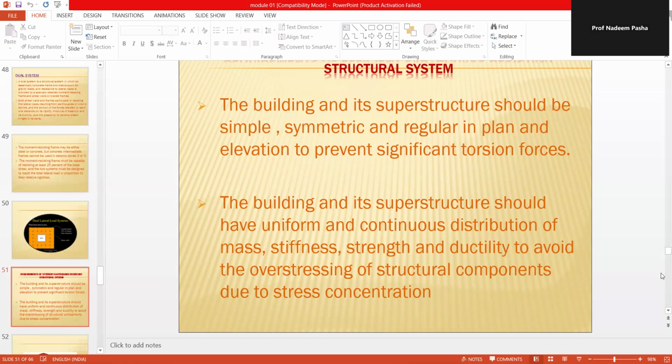Apart from that, stiffness is a very important factor which we need to keep in mind, and also strength and ductility, to avoid overstressing of structural components. So what will happen if there is uneven distribution of mass, stiffness, strength and ductility is that there will be stress concentration in parts of the structure, beams, columns and all, due to which your structure will become inefficient.